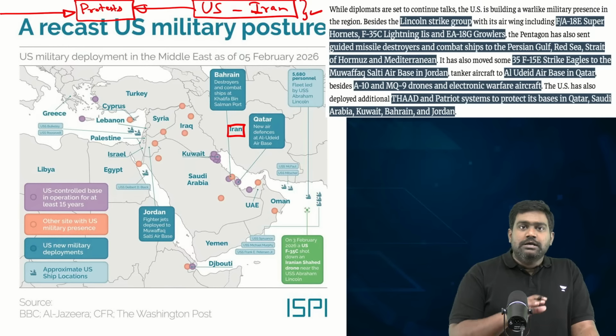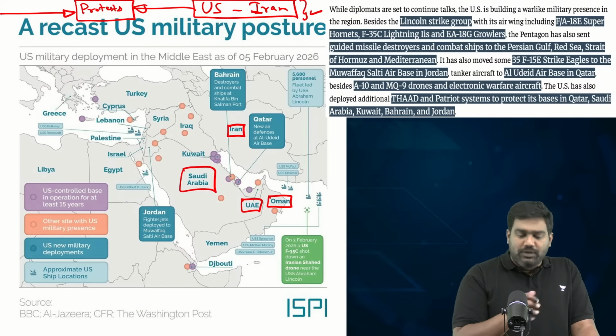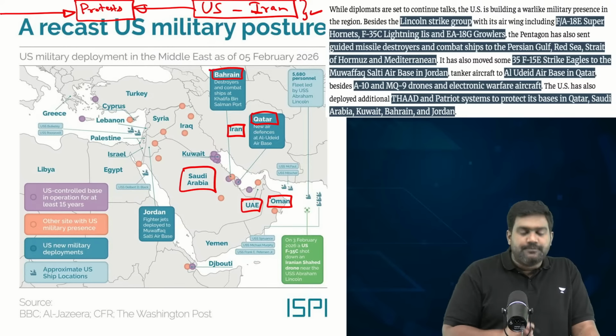At the last minute, West Asian powers intervened. Saudi Arabia, UAE, even Oman, which is now acting as a mediator between US and Iran, and Qatar, they exerted tremendous pressure on the US, right?